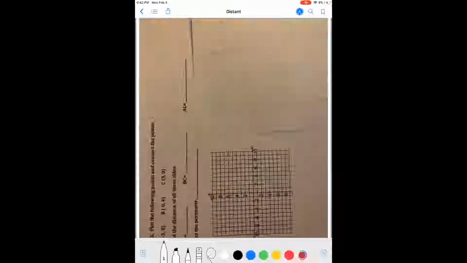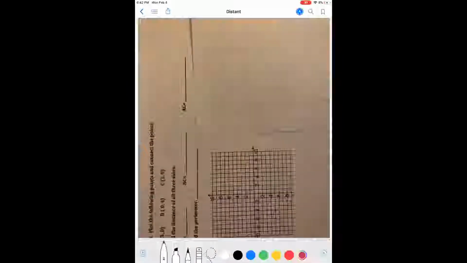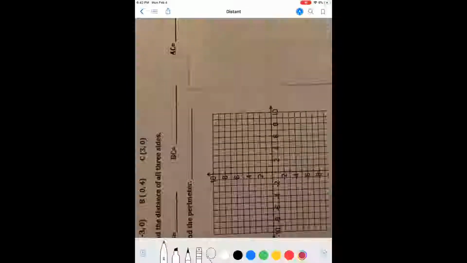So for example 3, it's just like example 2, except this time it's only 3 points. So plot the points and connect the points. I'm going to go on the graph. My first one is negative 3, 0. So start at my origin, go over to the left 3, and there's a 0 for my y value, so there's my A. I'm going to put my color as A out there.